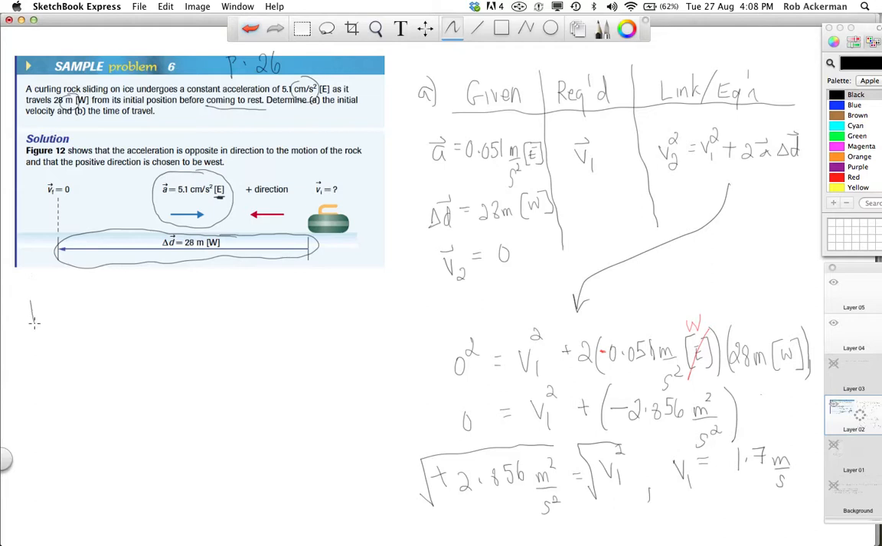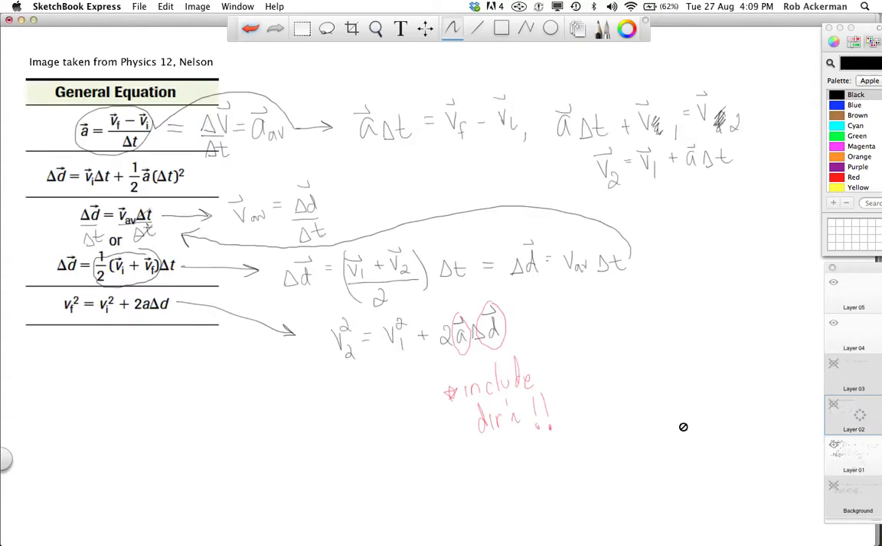And then finally in part B, they ask you what is the time of travel. So now if I make my given, required, and link or equation column there, what'll I have? Now I know a lot of stuff. I still know the acceleration from up here, and the displacement, and the V2. I'm not going to write in the numbers now. I'm just going to pick up the pace because I know you're getting sick and tired of my voice here. I know all this stuff now because I solved for V1 back in this part. It's still the same problem. Now they want the time. What equation links all of these? Go back to your list of equations and you tell me.